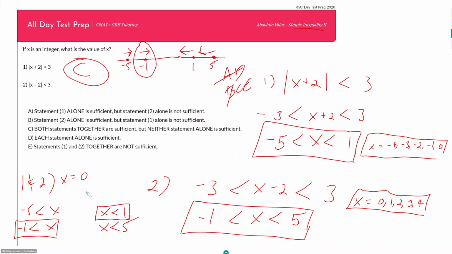Combining these two things together, we know x must be between -1 and 1. We also know it's got to be an integer. Therefore, x has to be 0 is your only option. So that's another way to get the answer as C.